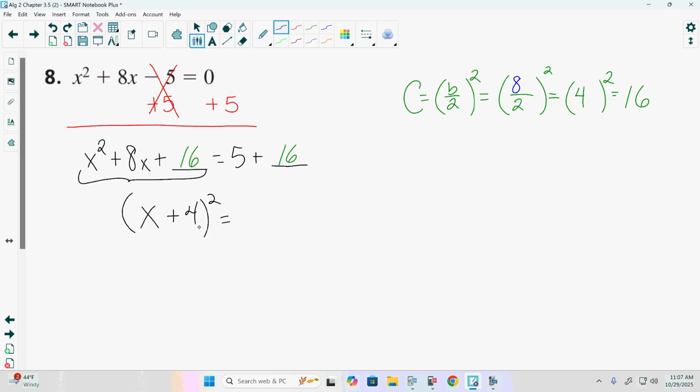And the number inside the parentheses before we squared it to find c was positive 4, telling us that the factor is going to be x plus 4 squared. And this here is equal to what? 21.